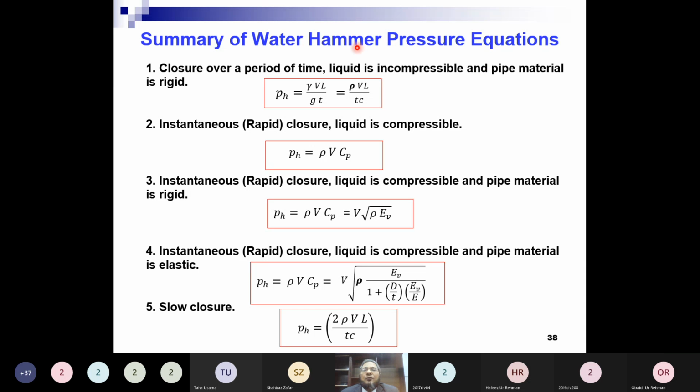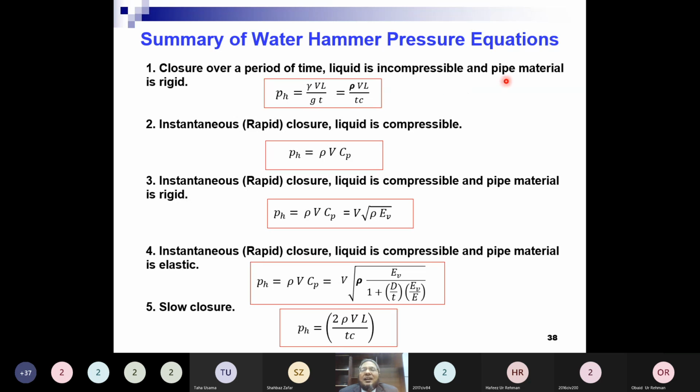Now, this is the summary of water hammer pressure equations. What is the first case? Closure over a period of time. Liquid is incompressible and pipe material is rigid. This was the first case and we derived this equation in the beginning. It means the liquid is incompressible, that cannot be compressed, and the material of the pipe is also rigid. There is no elasticity in it.